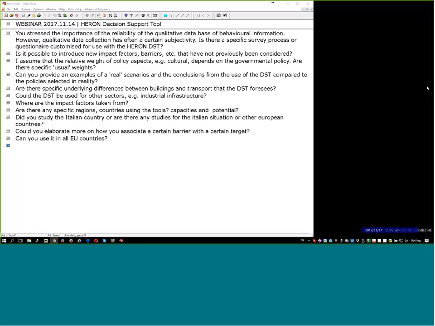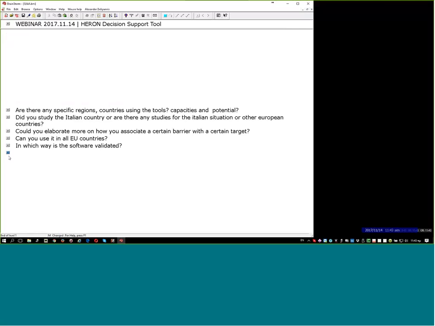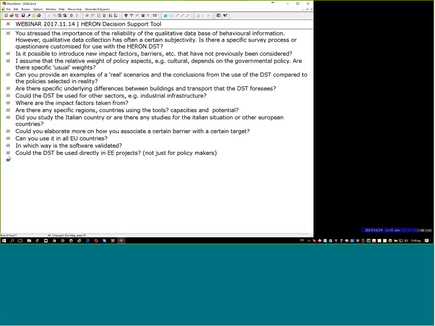Well, for the time being, we have used it for the 7 countries of the HERON project: Bulgaria, Estonia, Greece, Germany, Serbia, Italy, and UK. Of course, it can be used for other countries as well. About capacities and potential, if you are referring to the tool, there are several ideas, and we will try to materialize them in the next month. So already the next question is answered.